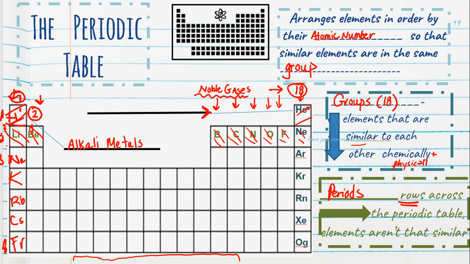Okay, so this is the periodic table. It arranges atoms or elements in order of increasing atomic number, and it places elements that are similar in the same group, which is a vertical column. It also arranges elements in 8 periods. Told you this was going to be short. That's all you really need to know about this particular slide.